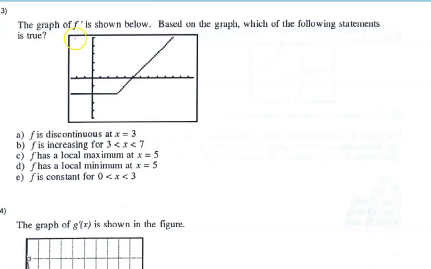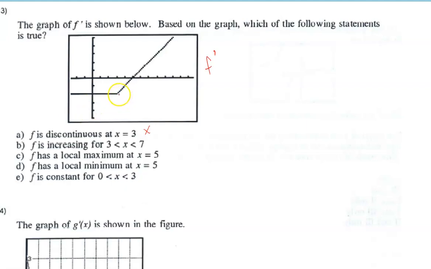For number 3, the graph of f prime is shown. Based on the graph, which of the following statements is true? So again, we're looking at the derivative graph. So part A, is f discontinuous at x equals 3? Well, if a function's derivative exists, then the function is continuous. We can talk more about limits and such there, but this one is false because the function f prime does exist at 3.